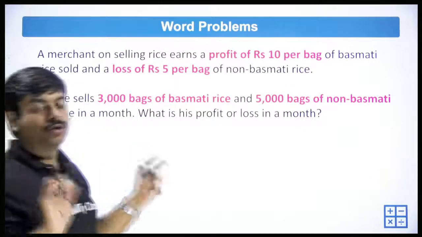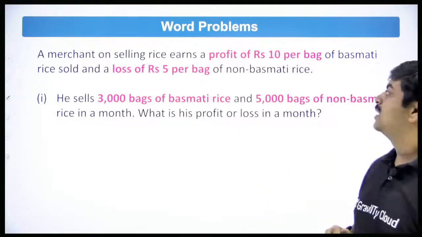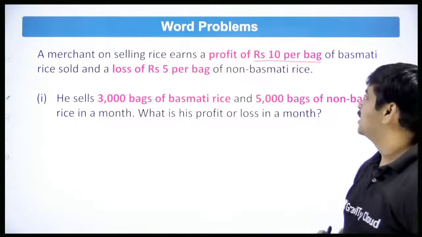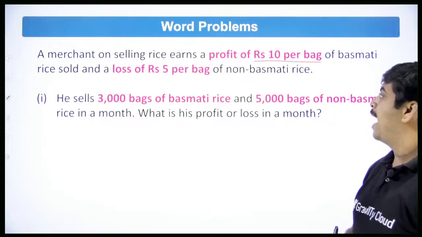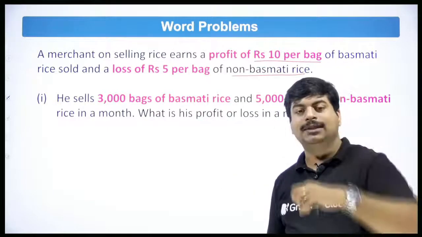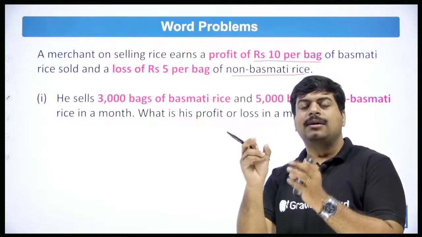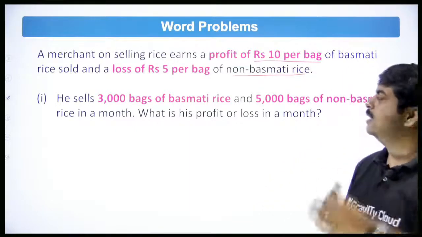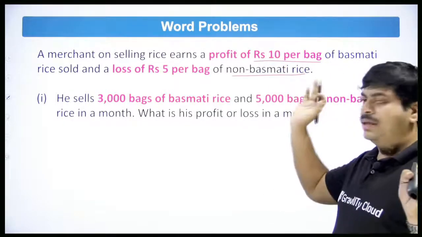So one more question which I'm not going to do now. I'm leaving this question for you, but just try to understand what this question is about. A merchant on selling rice earns a profit of rupees 10 per bag of basmati rice sold, and a loss of rupees 5 per bag of non-basmati rice. See, there is a rice called basmati, which you generally use for biryanis, right? When you see the biryani, you have a different kind of rice, a bit lengthier than the normal rice, with a different fragrance, right? So a merchant is selling both basmati and non-basmati. How many bags? We still don't know that.